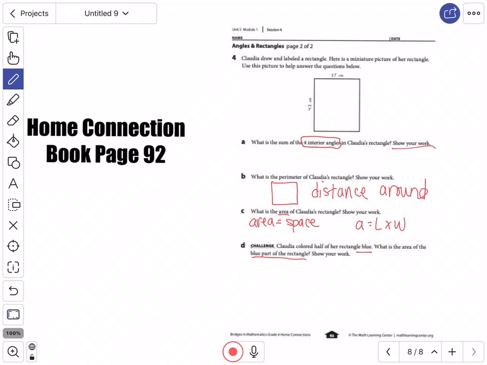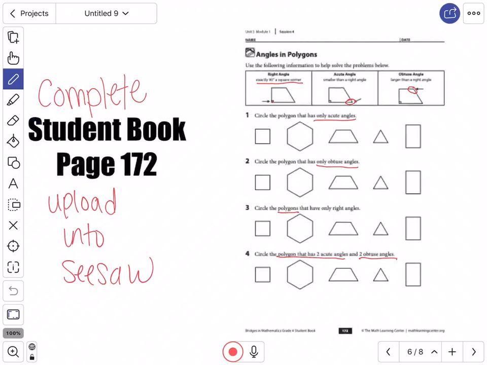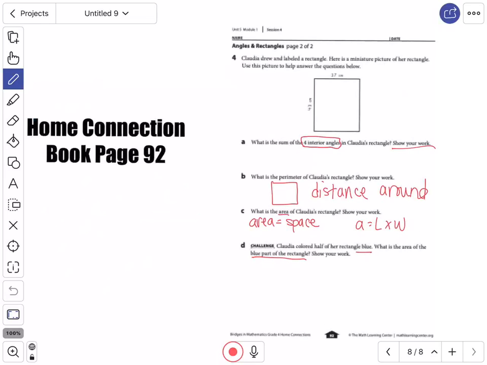And then a challenge. Claudia colored half of her rectangle blue. What is the area of the blue part of the rectangle? Show your work. All right. So I would like you to complete Home Connection page 92, Home Connection page 91, and student book page 172. There is also a Seesaw activity. So this actual lesson from me is not as long as your typical lessons. So you just have a little bit more independent work to do today and submit your work into Seesaw.